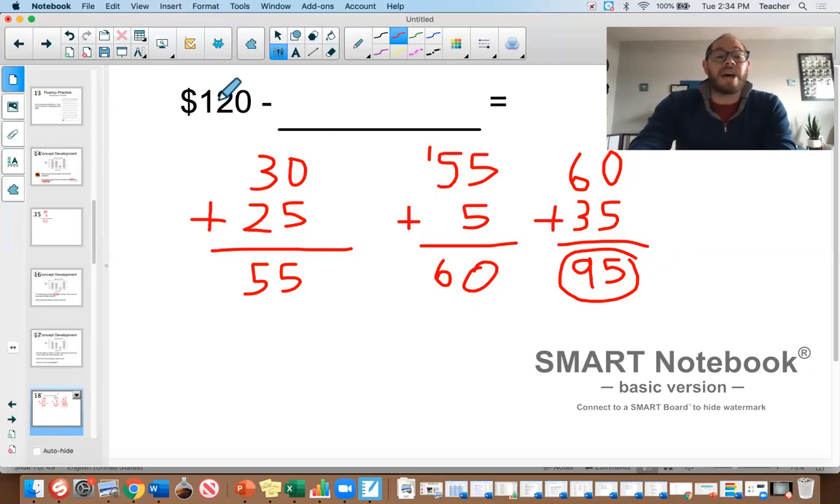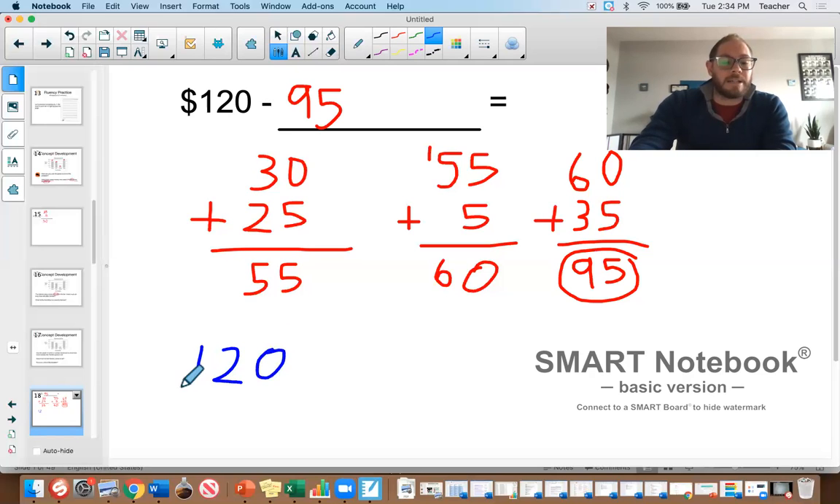That's how much they spent at the fair. So I'm going to take that away from my 120. 120 minus 95. And I'm going to do this now underneath. I'm going to change my color. 120 minus 95.